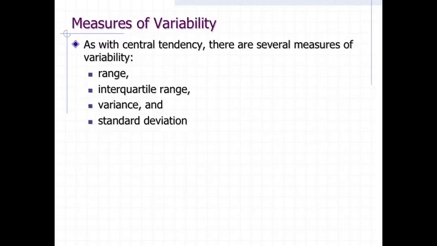Just as there are several measures of the center of the distribution, there are many measures of the variability of a distribution. Four are used frequently: the range, the interquartile range, the variance, and the standard deviation. Now we look at each of these four measures of variability in more detail.